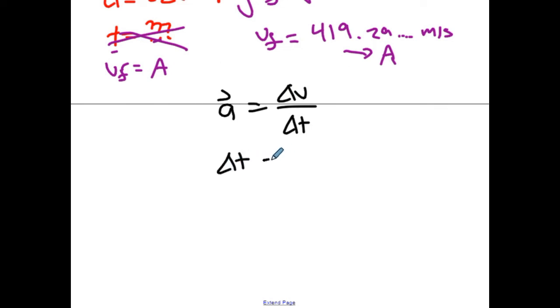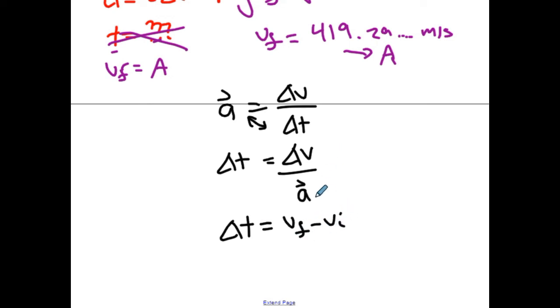I'm going to go change in time is going to equal your change in velocity over your acceleration. So hopefully that made sense from a math perspective how I rearranged there. If not, call me over, I'll give you a quick tutorial. But I'm going to do one more thing. I'm going to say that my change in velocity is really my final velocity minus my initial velocity. That's how much difference there's going to be.